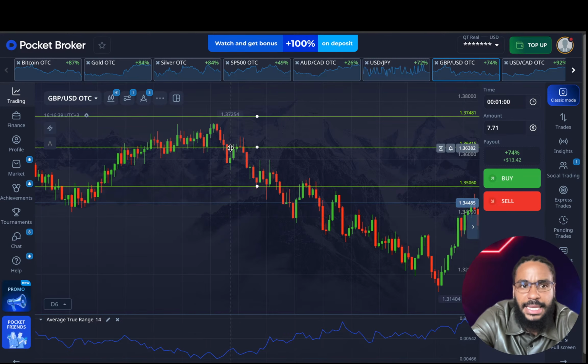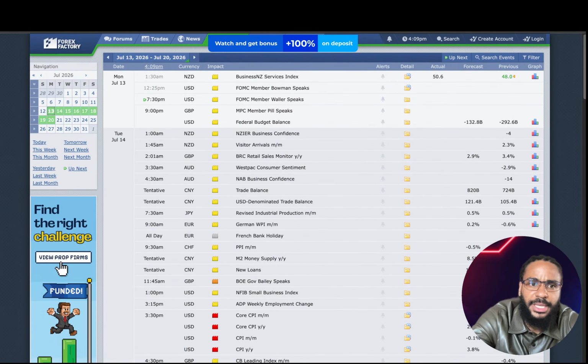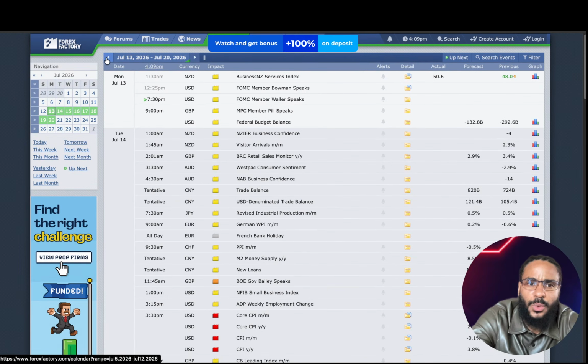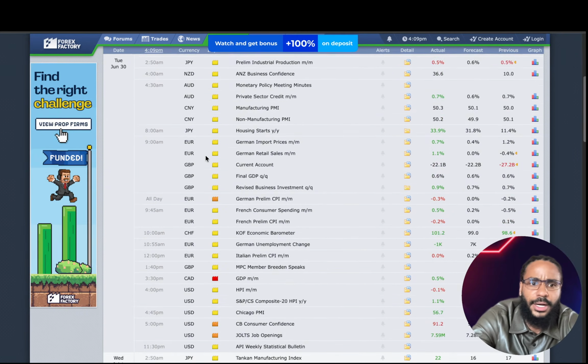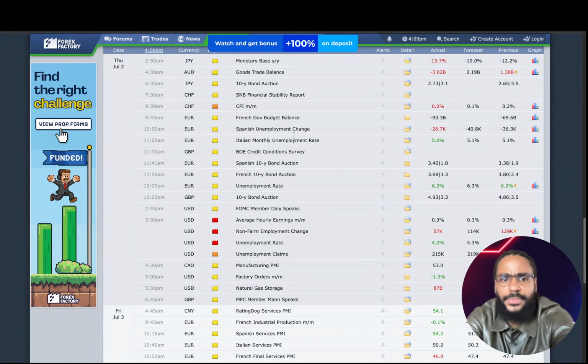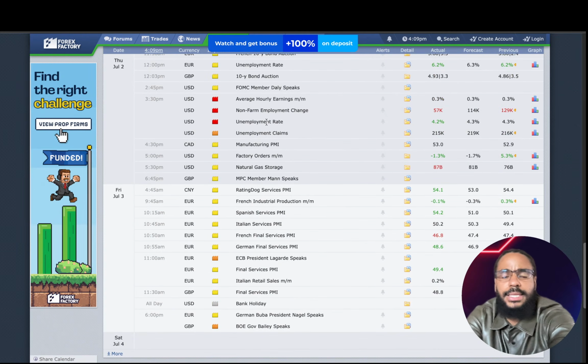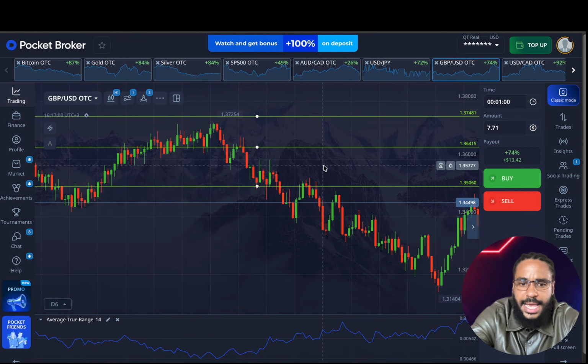So the first one is NFP. Again, if you go check out your calendar, NFP came out on a Tuesday, if I'm not mistaken, on a Thursday. There you have it. This right here is non-farm employment change. Now, what is that? What is that in simple terms?